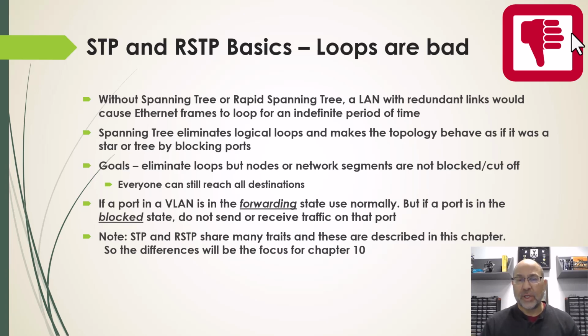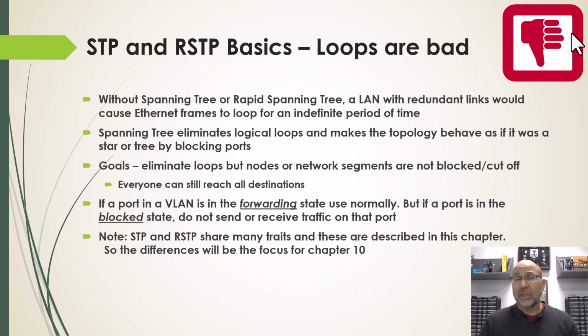So a spanning tree eliminates the logical loops, right? It doesn't walk up to your switch and unplug the cable. What it does is disables the port from sending or receiving frames. And so that's how it breaks the loop. And what this means is that it forces the looped topology to behave more like a tree or a star wire topology, which is the way Ethernet is supposed to work.